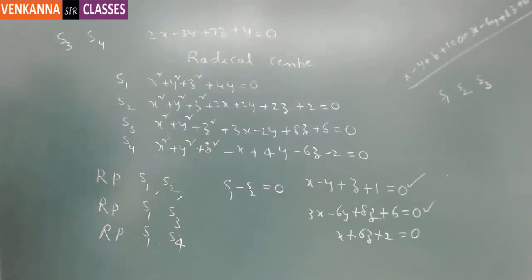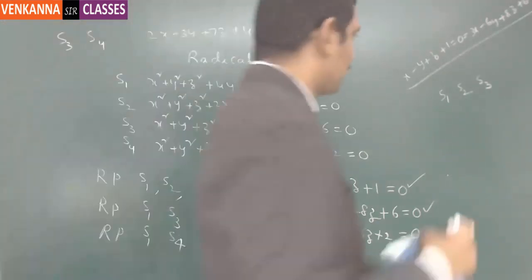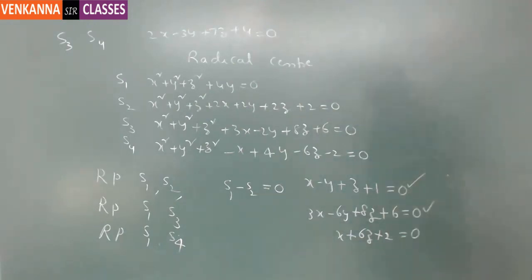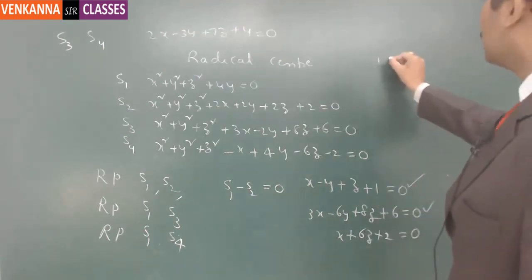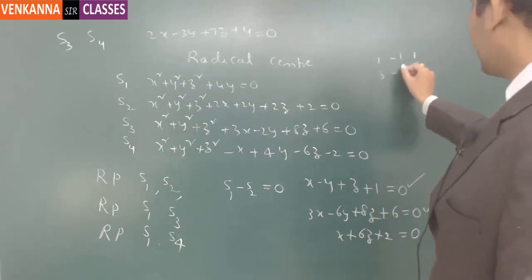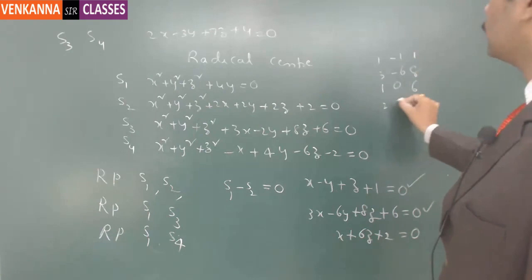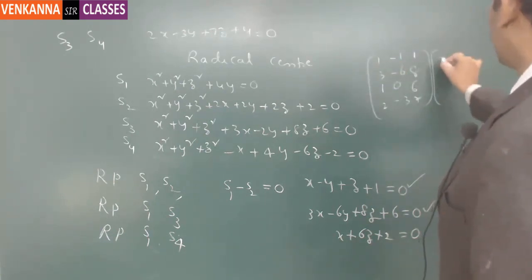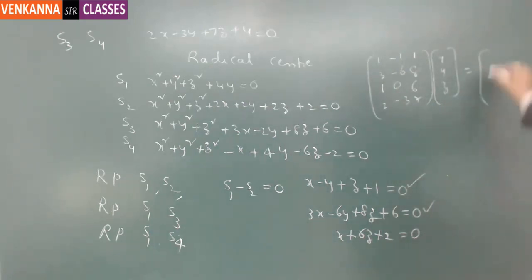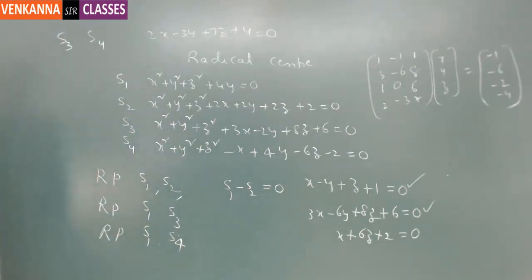So the four equations, you need to solve them. If you write them all together, you can solve it by matrix form also. If you write the coefficients 1, minus 1, 1, and 3, minus 6, 8, 1, 0, 6, 2, minus 3, 7, of x, y, z, equals the coefficients minus 1, minus 6, minus 2, minus 4. If you have written them in the homogeneous matrix form, by solving it, you will get the x, y, z values. Or you can simply separate the equations from one another. You can reduce the variables and you will get the final point as minus 1 by 5, 1 by 2 and minus 3 by 10. It is just simply solving the equations. Nothing else is there.